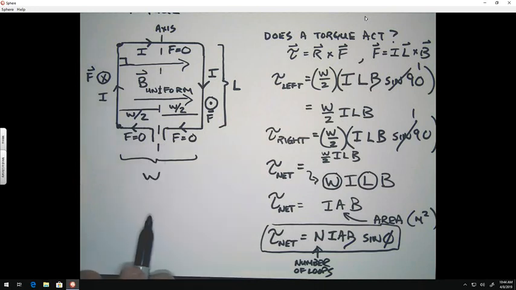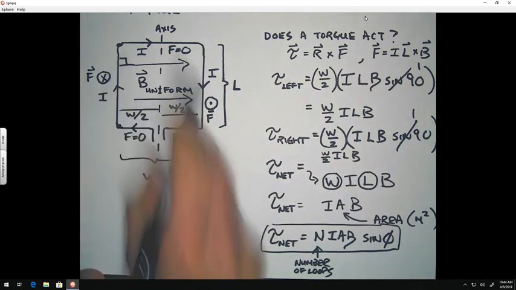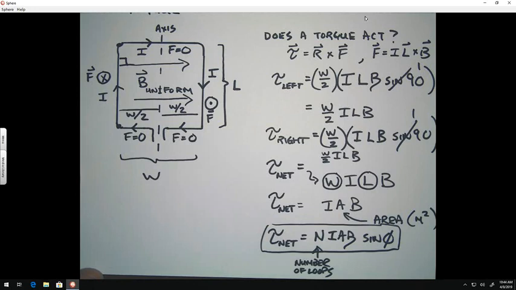But what if I want to get more torque? I might wrap this wire around and have like 50 loops or 100 loops. The advantage would be that every time I add another loop, I'm going to increase the torque by multiplying it by that value of n. Okay, so that's where n comes from.